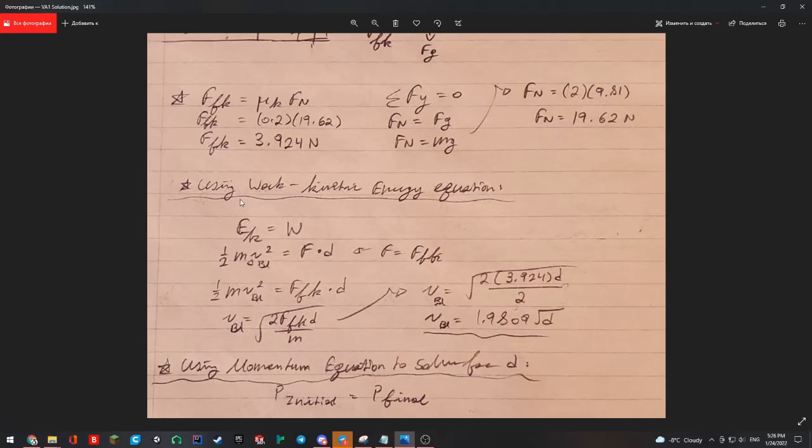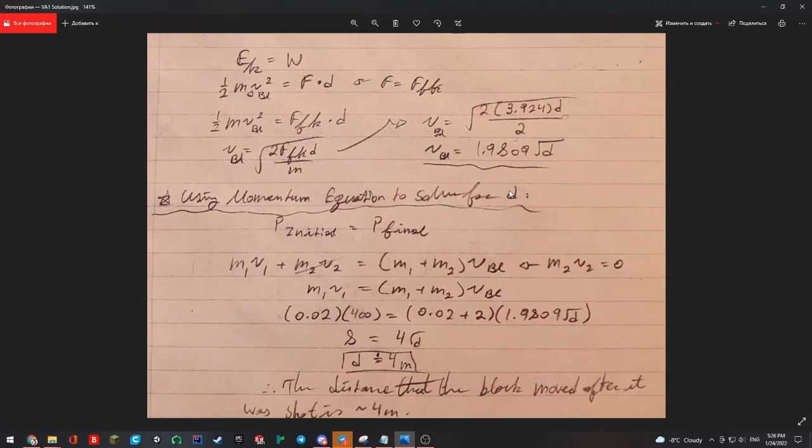So now that we know all of these forces, we can use the work kinetic energy theorem. By using EK equals W, we can expand everything in order to find what all of this means. We can say that this force equals FFK itself. After simplifying a little bit, we can see that the velocity of the block is 1.9809 times the square root of the distance that it traveled. This doesn't tell us much, but we can use it in the momentum equation to solve for D.